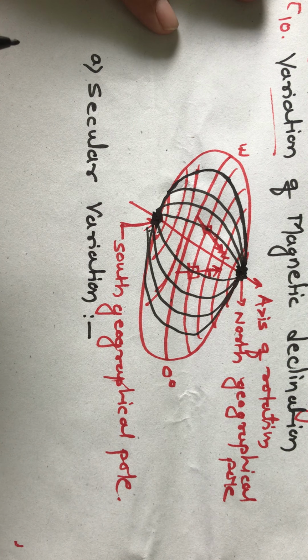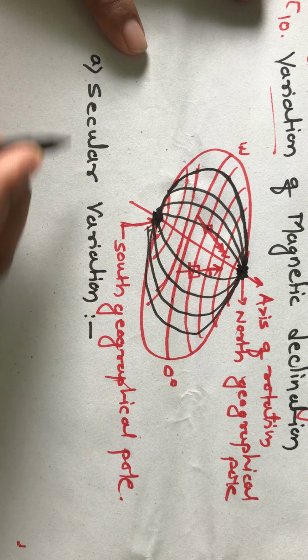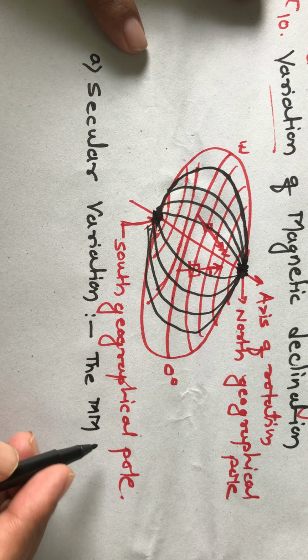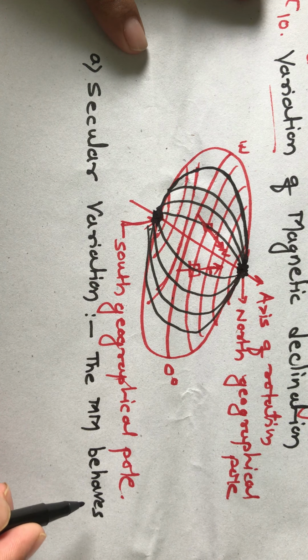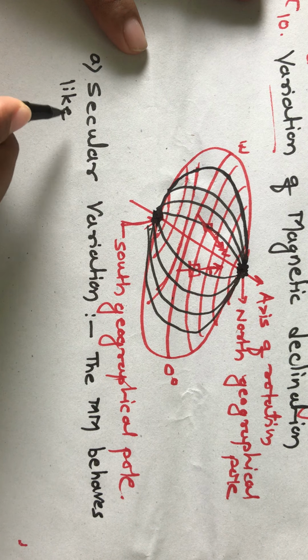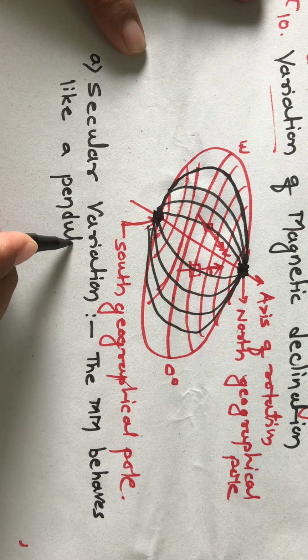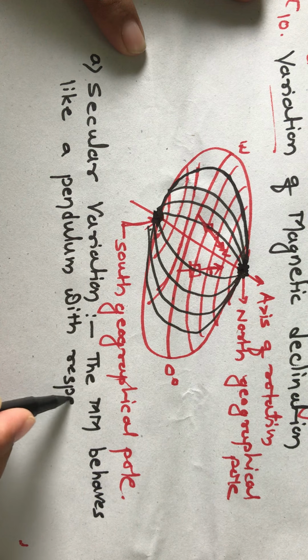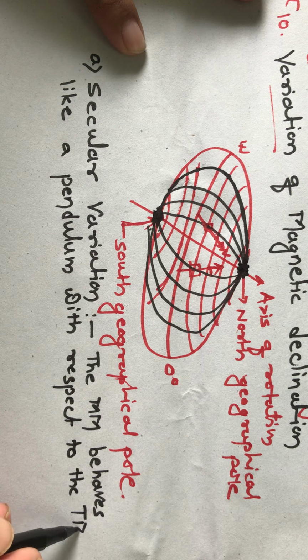The magnetic meridian behaves like a pendulum with respect to the true meridian. So I will write here: the magnetic meridian behaves like a pendulum with respect to the true meridian. It is correct.